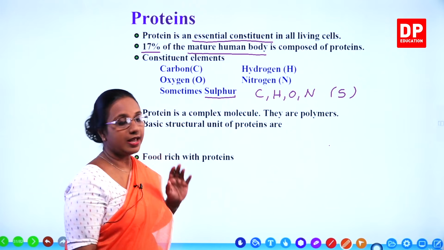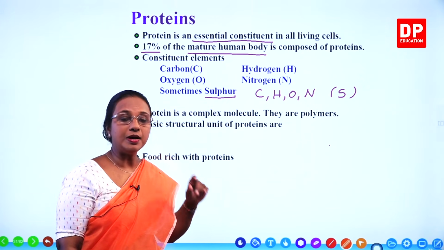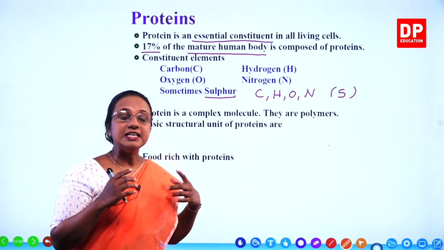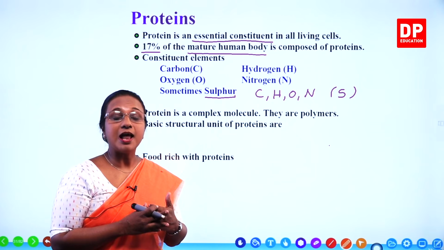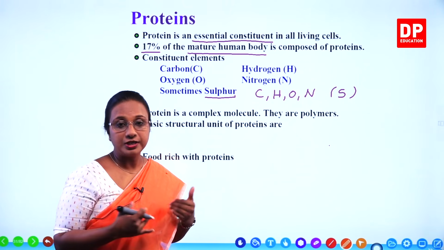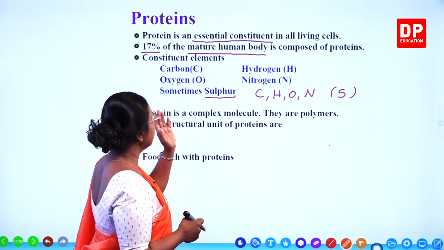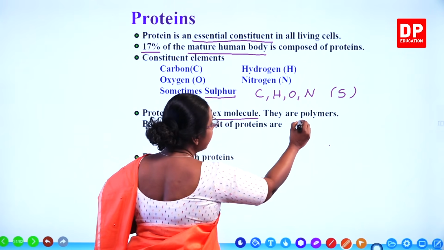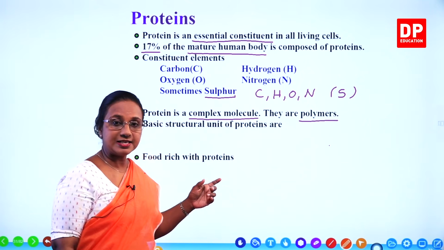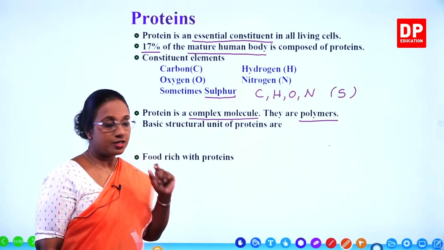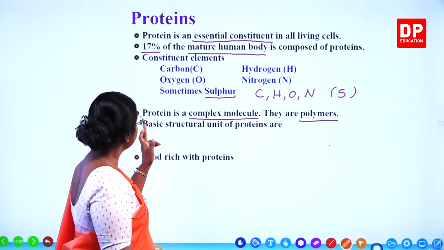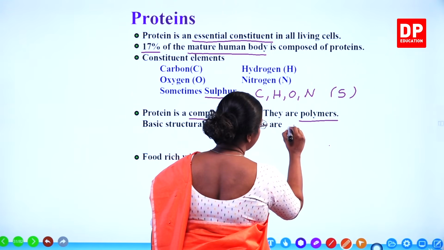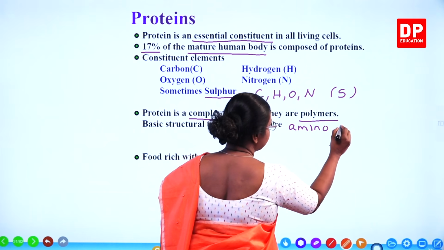These four elements combine and form a compound called amino acids. And these amino acids combine in large numbers and form the protein molecule. So, protein is a complex molecule because it is a very large molecule, and they are polymers. As I said, the small units called amino acids are the basic structural unit of proteins.